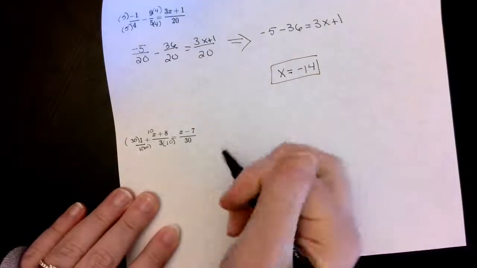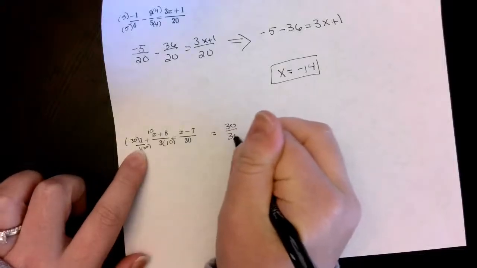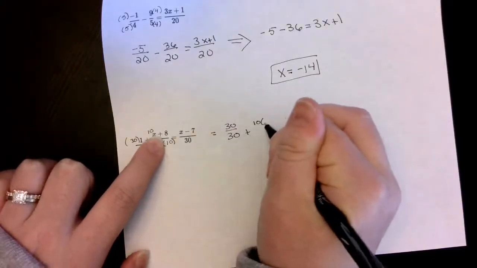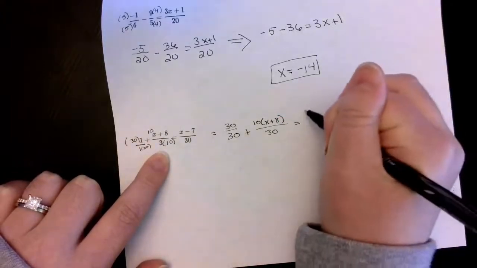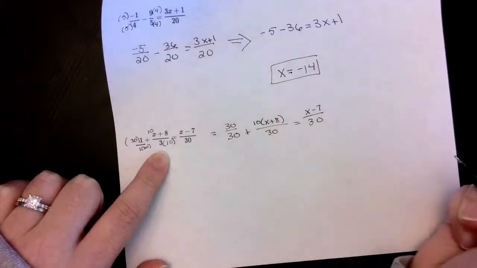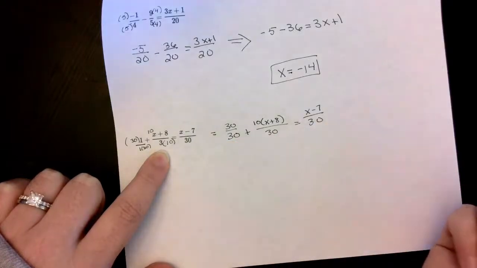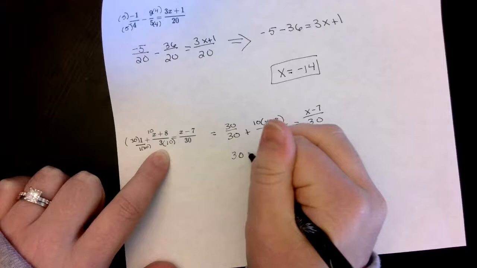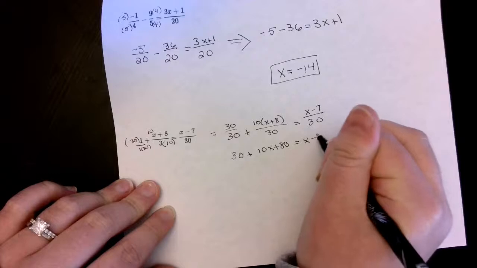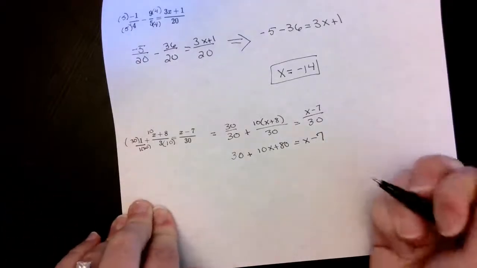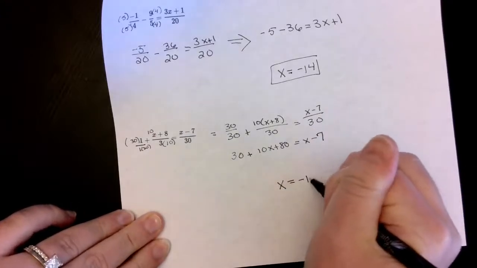We can rewrite this now as 30 over 30 plus 10 times x plus 8 in parentheses over 30 equals x minus 7 over 30. Okay? From there, we are going to cancel out all the 30s on the bottom since all the denominators are 30. 30 plus 10x plus 80 equals x minus 7. Take a second, pause, try to solve, see if we get the same answer, if x equals negative 13.